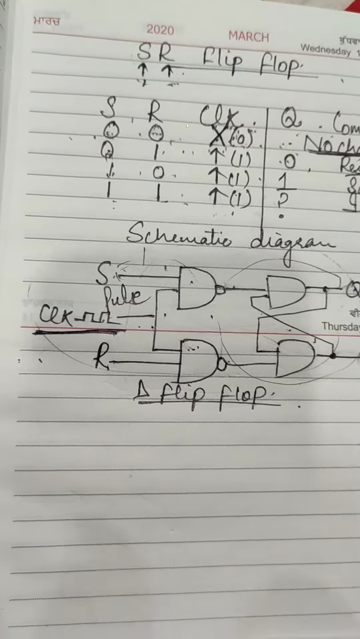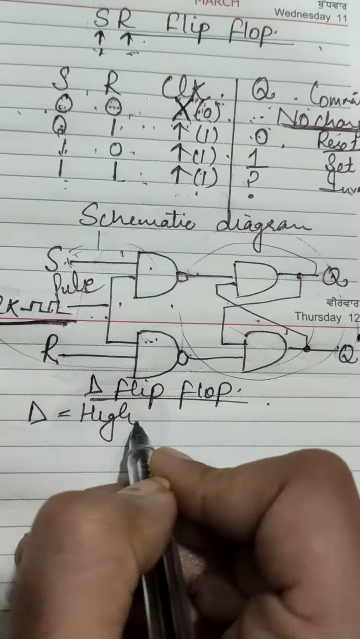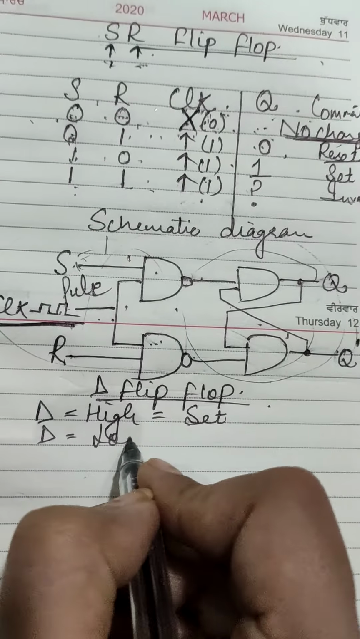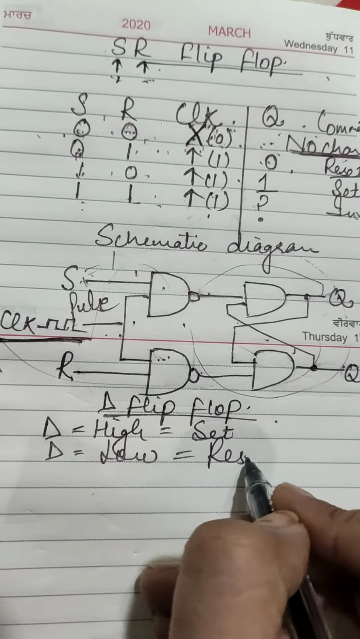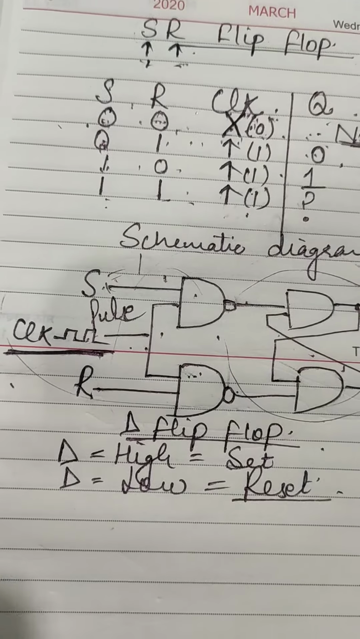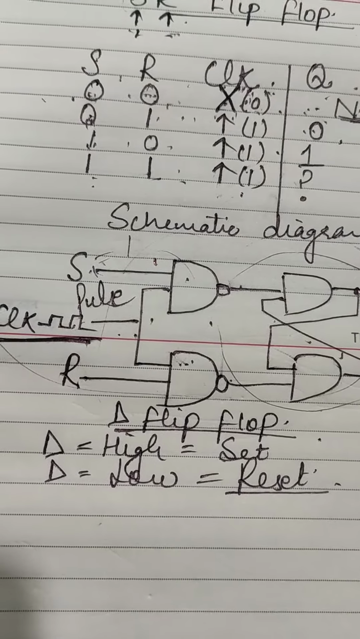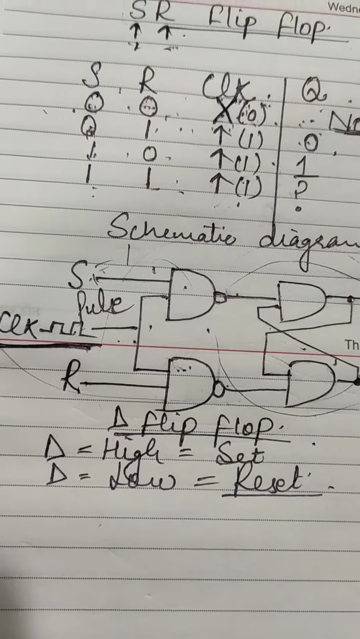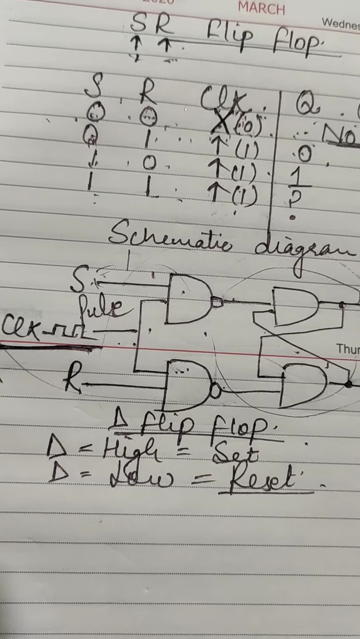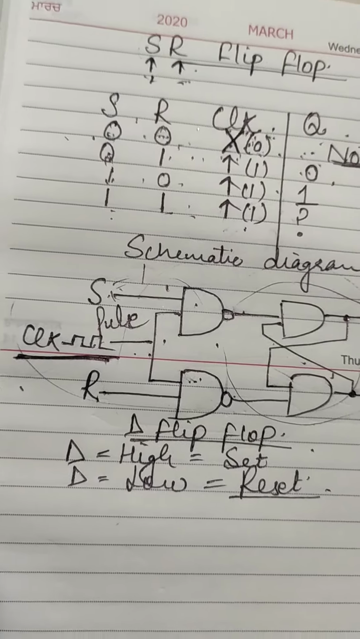In the D flip-flop, if D is equal to high, then it is a set condition. If D is equal to low, then it is a reset condition. D means data, one input data. Q will follow D at the clock edge. So what does it mean? Q totally depends upon the value of D, and with the D we'll apply clock pulses here.